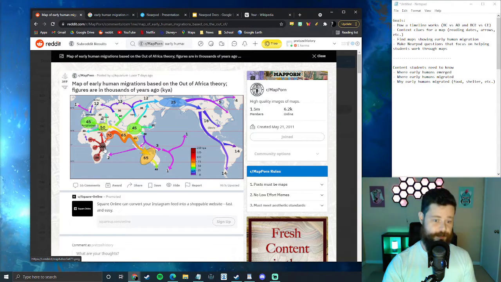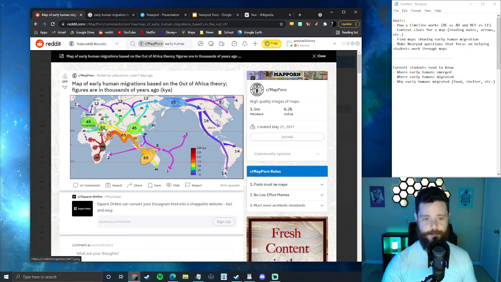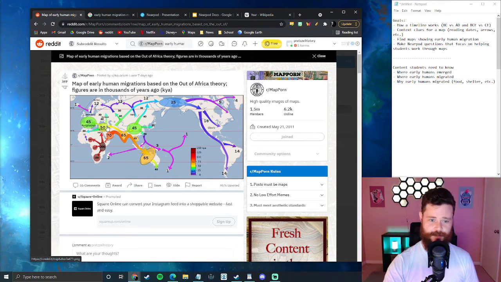So 200,000 years ago over here in like Middle Eastern Africa, and then moving over through the rest of Africa, it looks like getting towards Northern Africa around 100,000 years ago. Okay, and this pretty much checks out with some of the other maps that I've used in lessons in previous years. So these dates are pretty much in line with that.